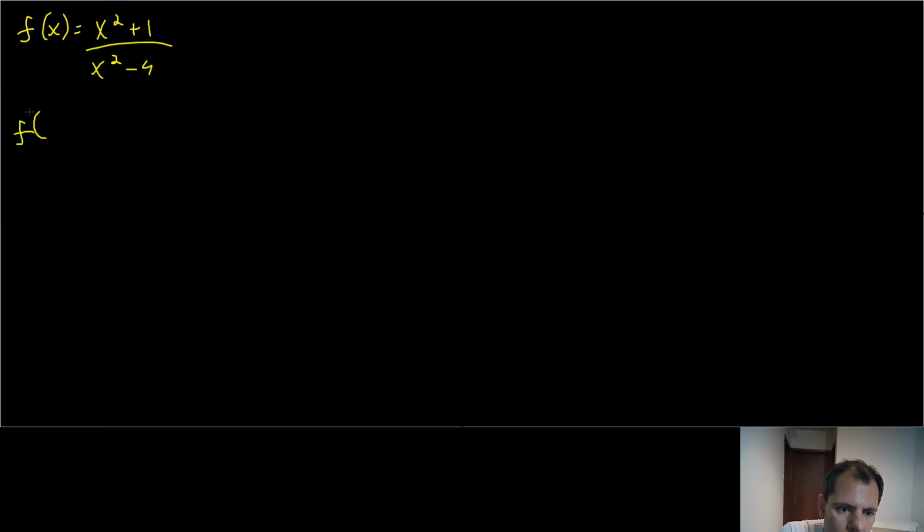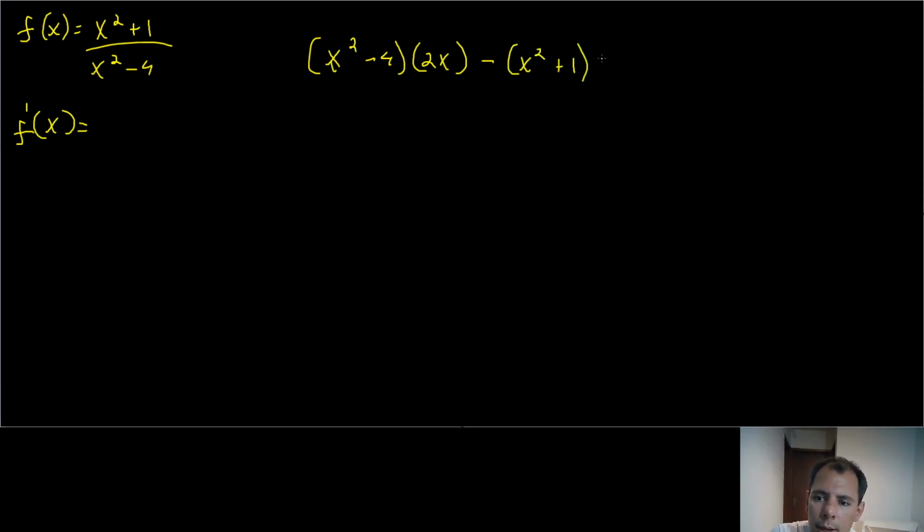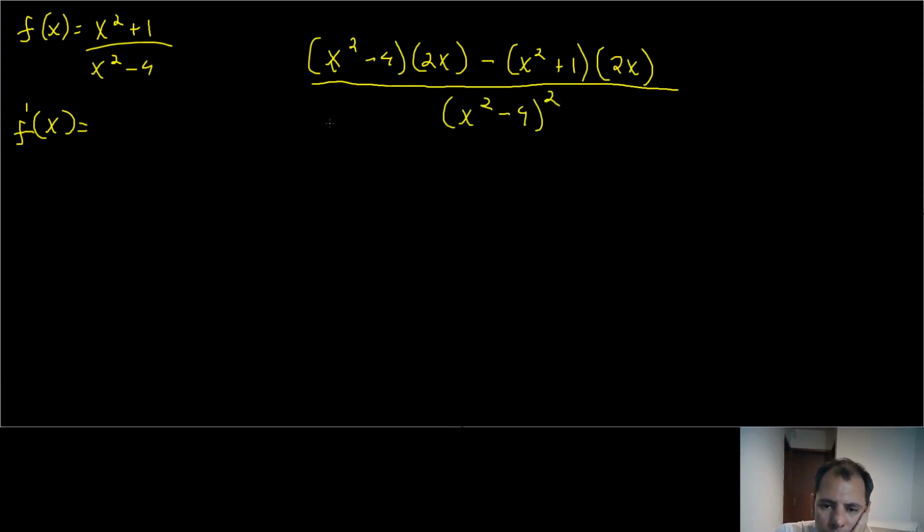So the first derivative equals, geez. Yeah, we're already starting with a bang, huh? Okay, so let's take the first derivative of this. (x squared minus 4) times 2x minus (x squared plus 1) times 2x, divided by (x squared minus 4) squared. This is the first derivative.